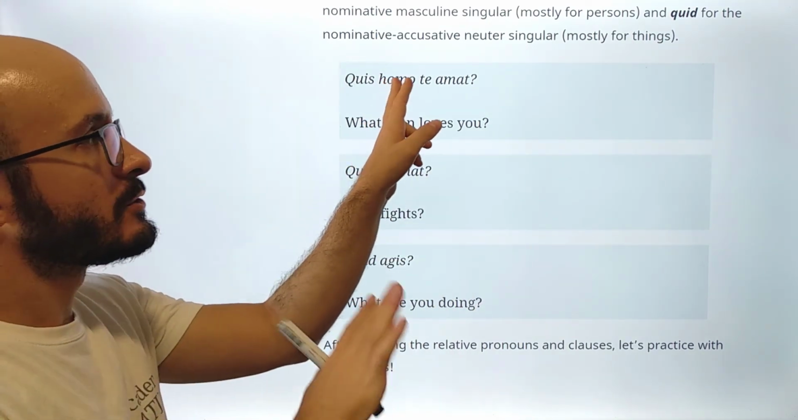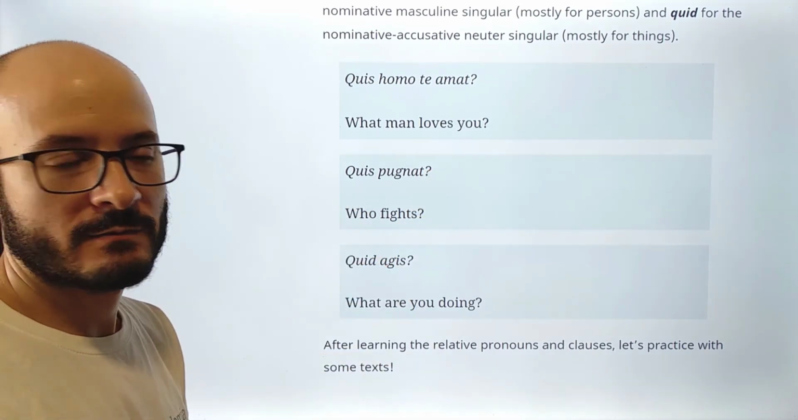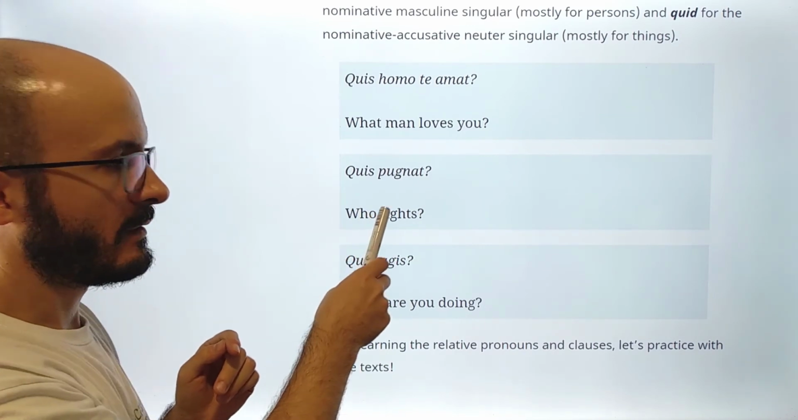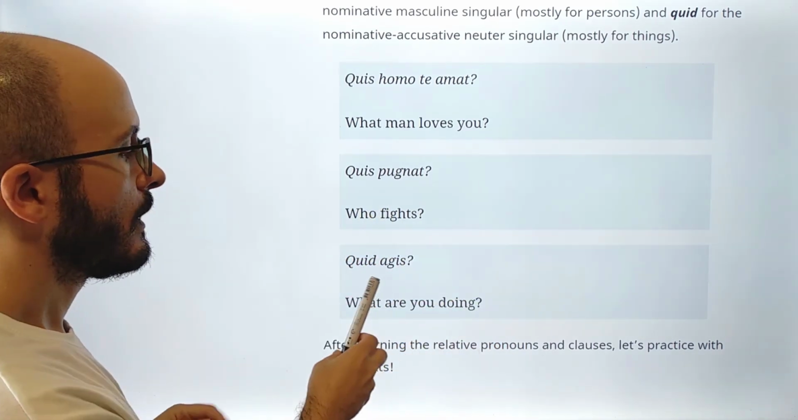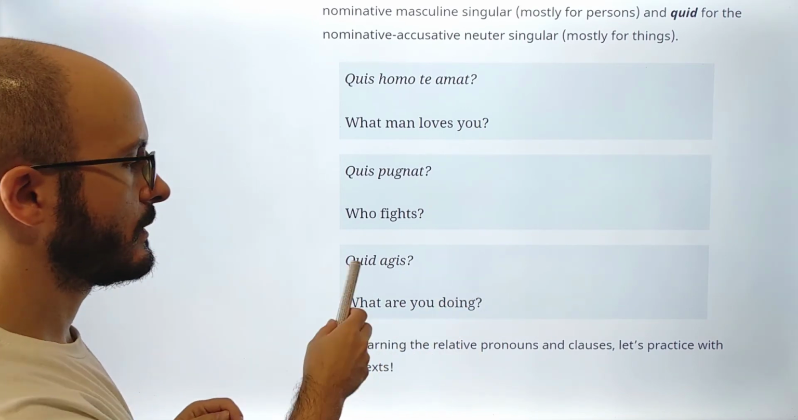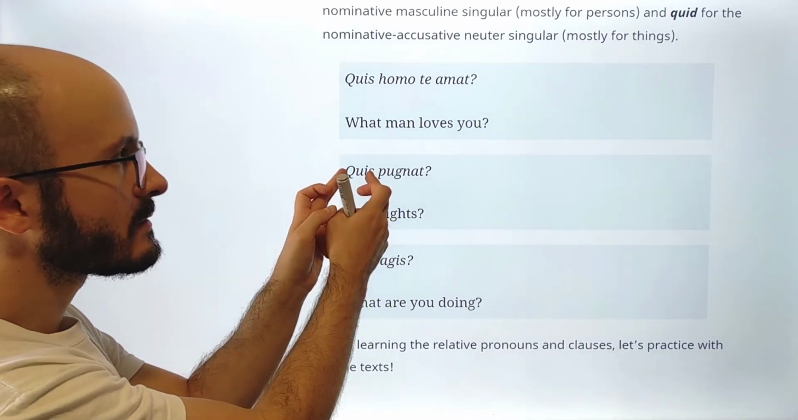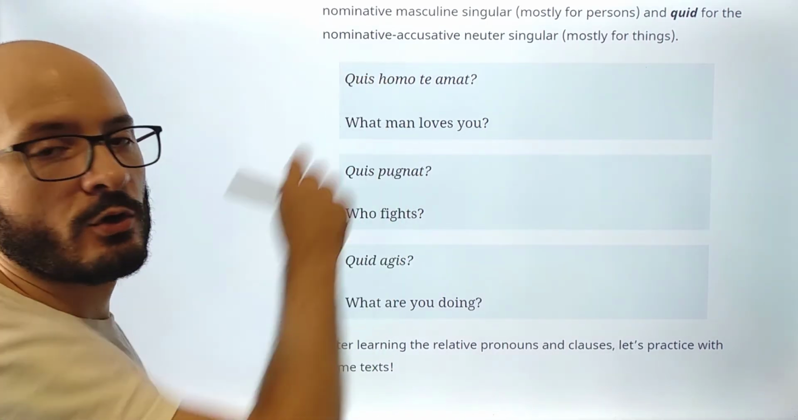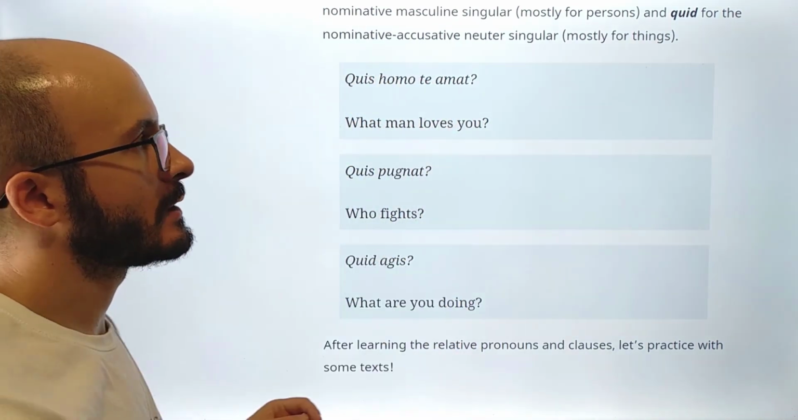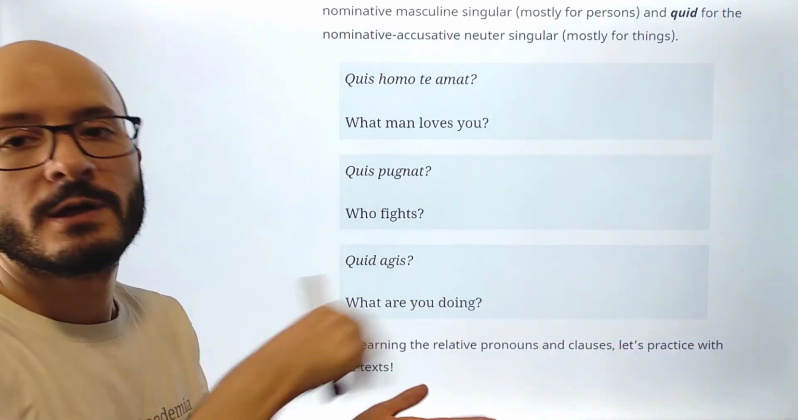We could also just not use homo and say quis pugnat. So who fights? Imagine that it's quis homo pugnat. Then it would be what man fights. Okay? And quid agis? What are you doing? Okay, so you see that it can appear isolated, quid or quis, or as a determiner of a noun. In all the cases you see that it is about questions. That's why it is an interrogative pronoun, because it introduces a question.